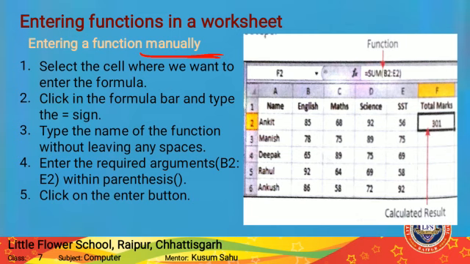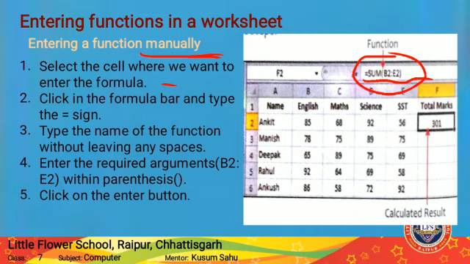First we will select the cell where we want to enter the formula. Here you can see we can select the cell where we want to write or enter the formula. Click the formula bar and type the equal to sign and type the formula. Here you can see we will click here and write the formula. Here you can see equal to SUM of B2 and E2 is written. Type the name of the function without leaving any spaces.